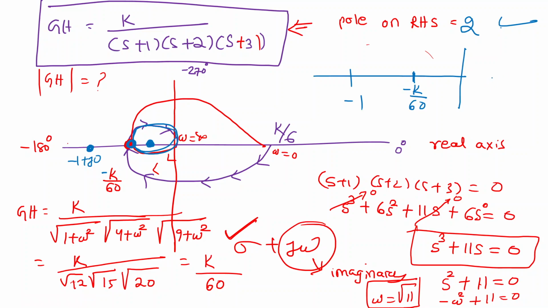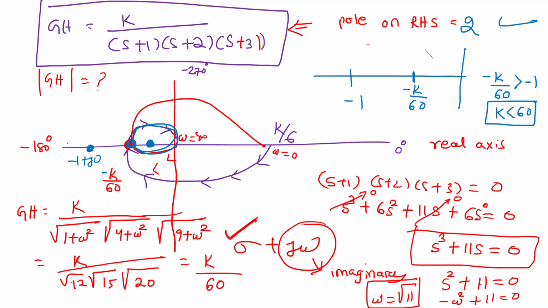Write that down in terms of bigger. Minus k by 60 should be greater than or equal to minus 1. So the k value should be less than 60, right? So you got a range of k value for system stability: k less than or equal to 60. For k less than 60, the system will be stable.